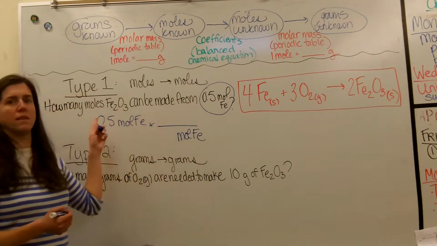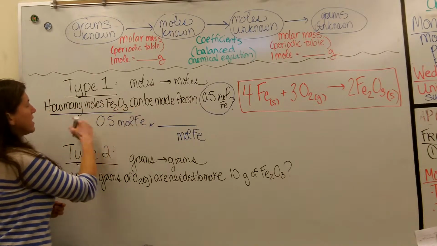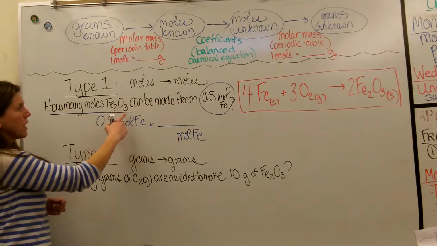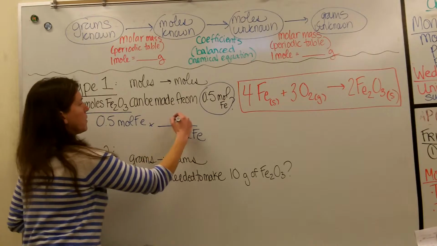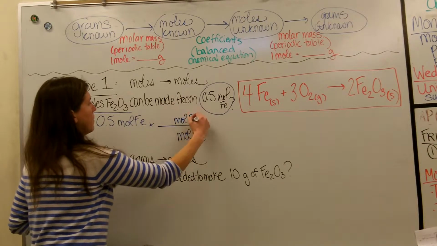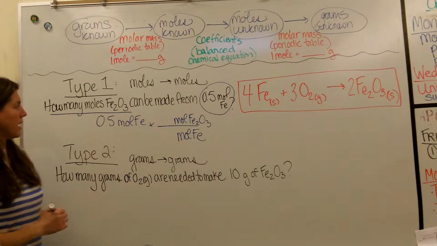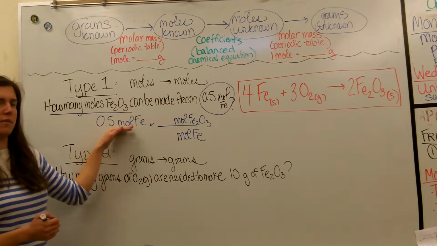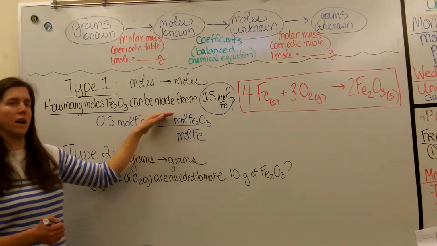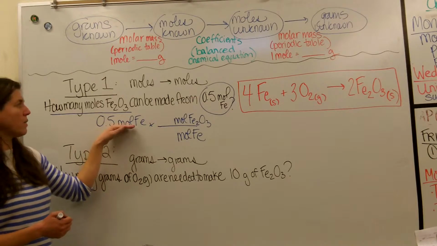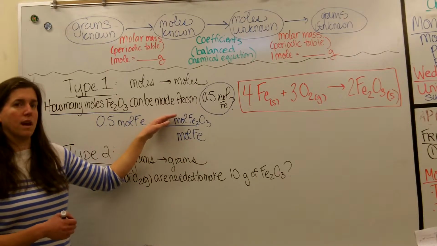Then I want to look at the problem and say, well, what am I trying to find? And if I look at the beginning of the question, it says, how many moles of Fe2O3 will I get? So that's what I'm trying to find. So what I'm trying to find will go on the top of the fraction. So the way I think of it is, the units that you have should go on the bottom, and the units that you want should go on the top. So if I'm starting with moles of iron, moles of iron should go on the bottom, moles of iron oxide should go on the top.